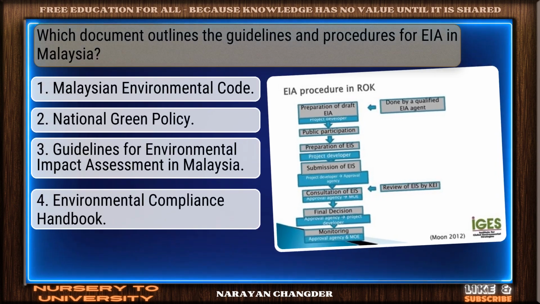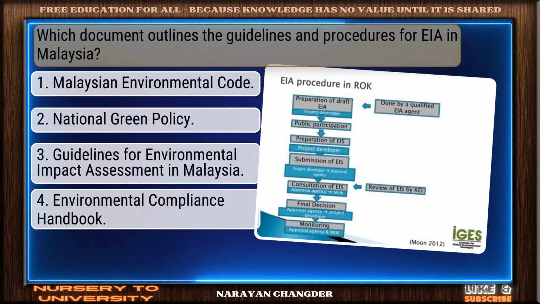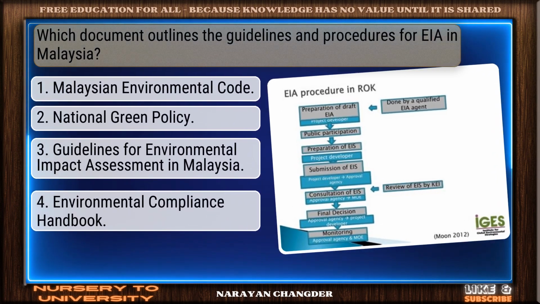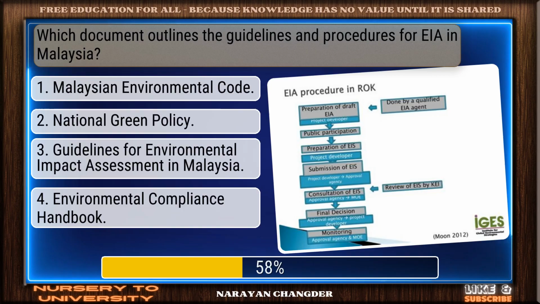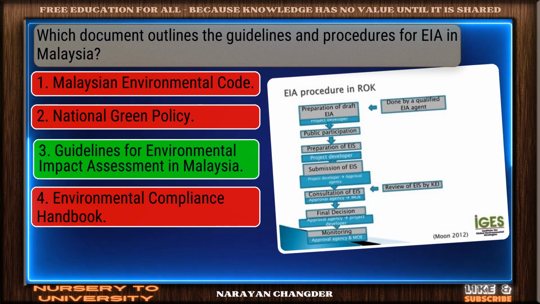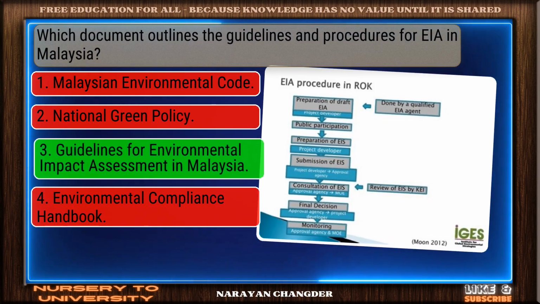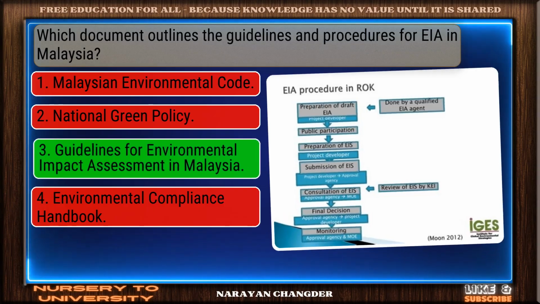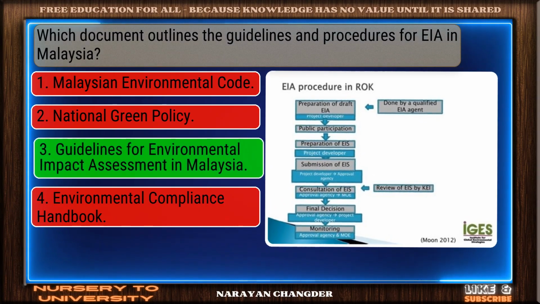Which document outlines the guidelines and procedures for EA in Malaysia? You got it. Your choice, guidelines for environmental impact assessment in Malaysia, is right.